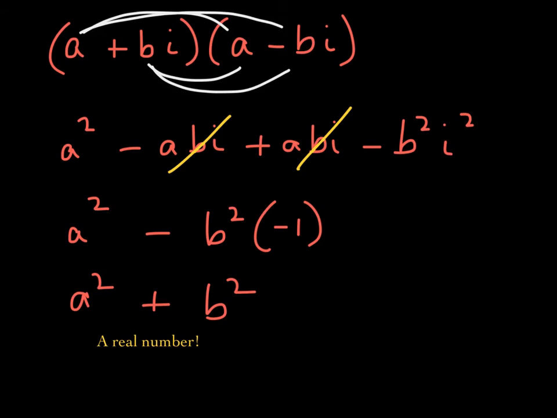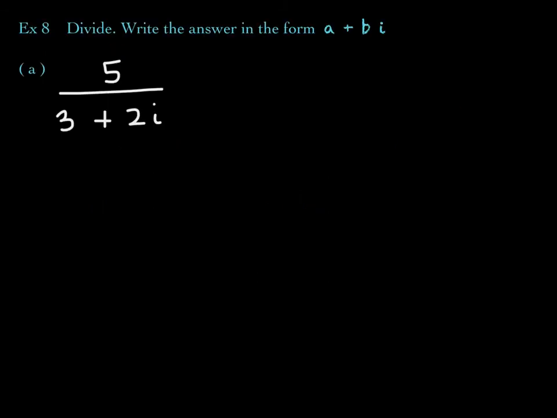Now this leads us to our last objective, which is division of complex numbers. Here we go. All right, everybody. Here we have 5 divided by 3 plus 2i. Now listen carefully. The strategy here is very similar to what we were doing in section 4 of this chapter, 9.4.